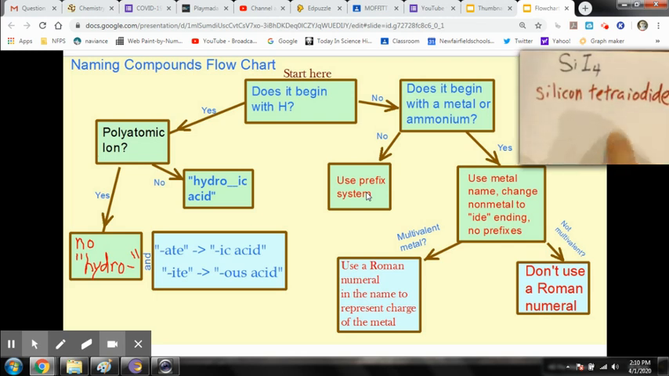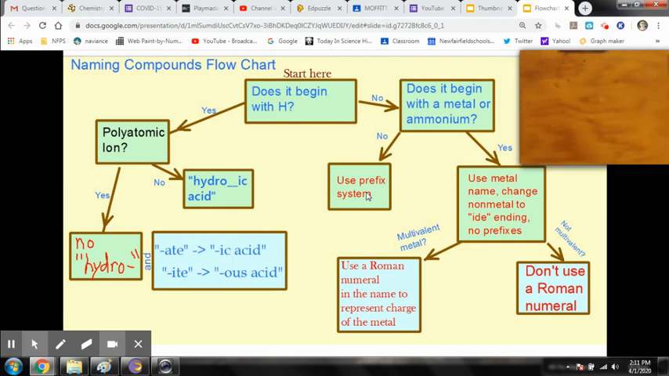It doesn't really say it in the flow chart, but when we use the prefix system, the nonmetal at the end still gets the -ide ending. That's kind of a classic ending for the compound names all throughout chemistry. And there you go, silicon tetraiodide. Next example.